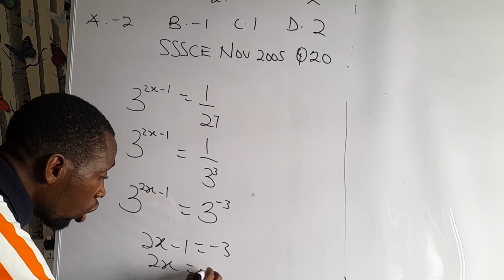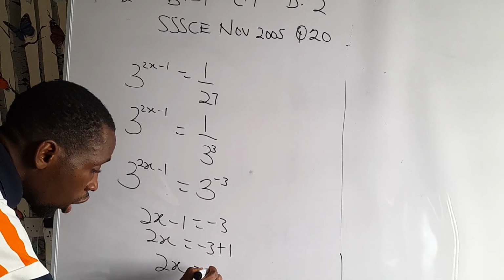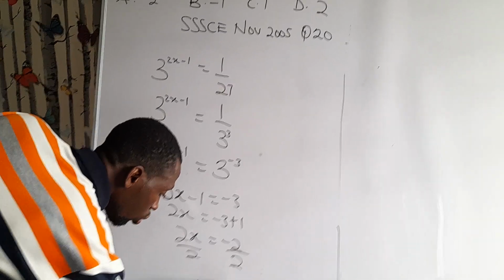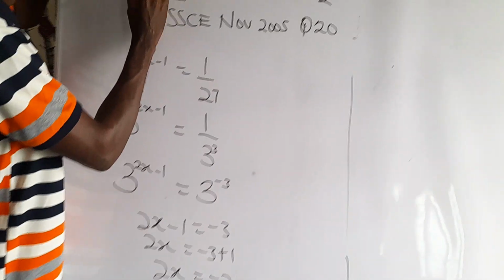So 2x will be equal to negative 3 plus 1. Negative 3 plus 1 is negative 2. We divide both sides by 2, x will be equal to negative 1. I hope you had it correct. So the correct answer here is B.